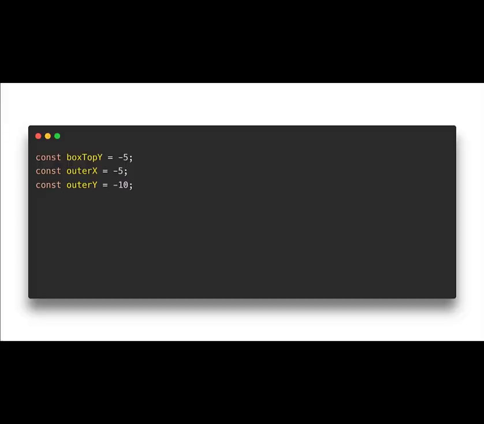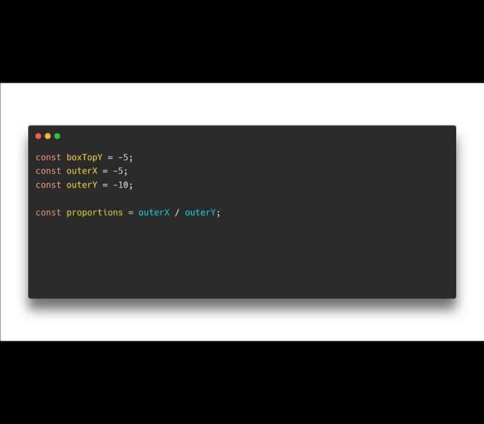So if we're looking at the code here, I did the box top y, which is -5, and that's the top line that we're intersecting with. The outer x, which is the line outside of the box, which is outside the origin, and the outer y, which is -10, which is outside the origin and outside the box. And so we need to figure out those proportions.